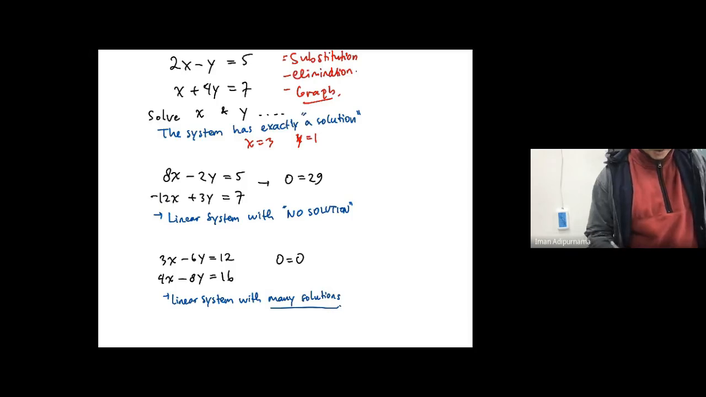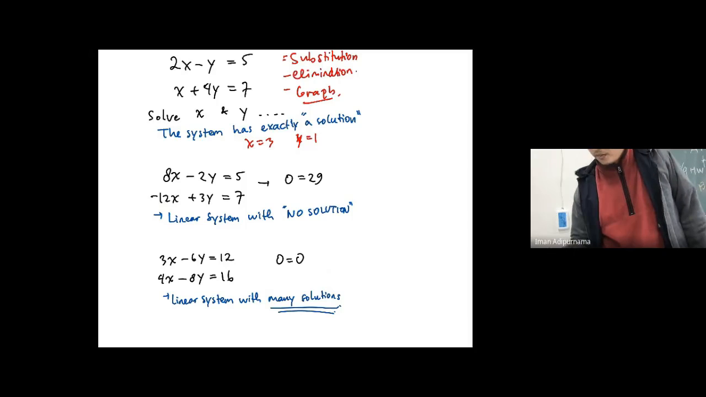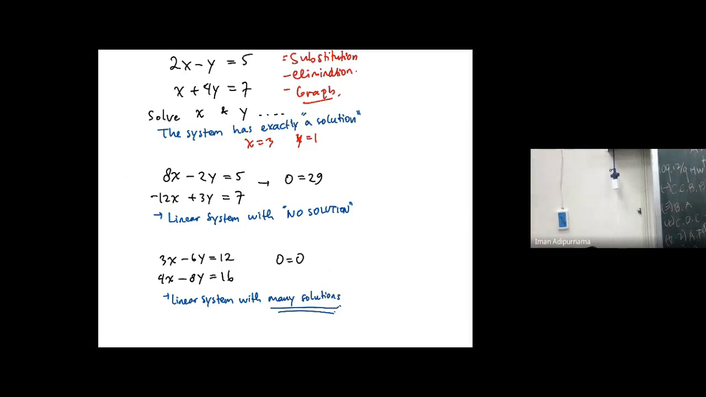So you have a solution, no solutions, many solutions. The linear system is the easiest method to be modeled. If you have a case, you can model it by linear equations. That's the model that is easy to approach.